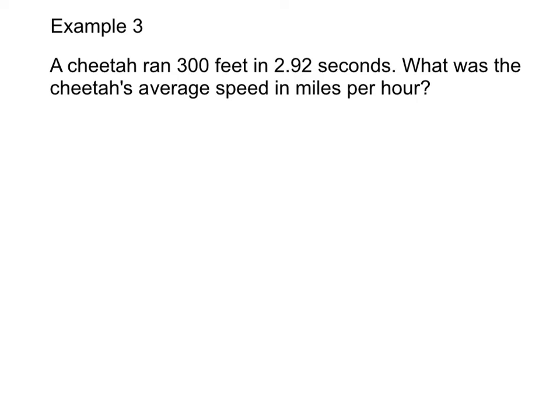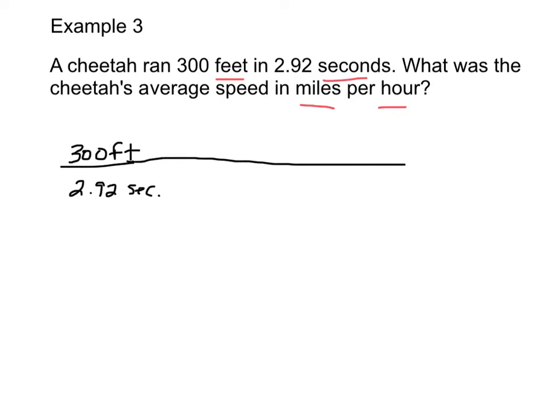So we have a cheetah. A cheetah ran 300 feet in 2.92 seconds. What was the cheetah's average speed in miles per hour? So the first thing you have to understand is we are starting with feet per second. We have to end up in miles per hour. We can write all of these as ratios or as rates. So let's write what we know first. We can start with 300 feet for 2.92 seconds. Notice I put the labels. The labels will help you immensely.